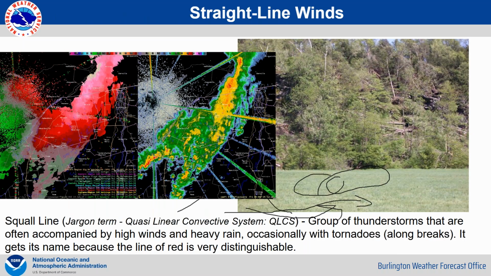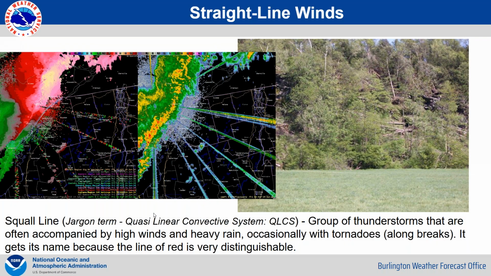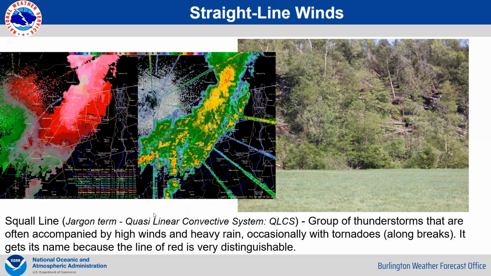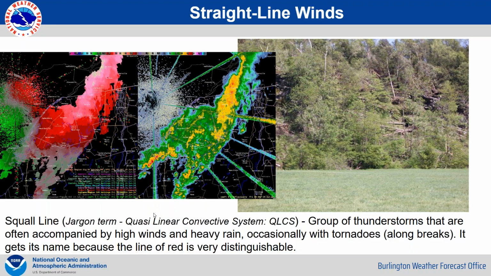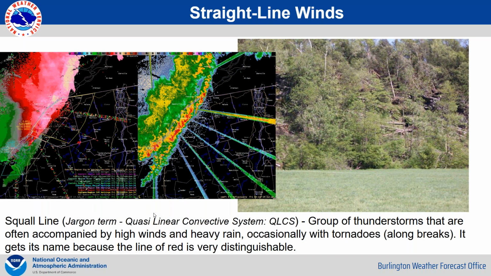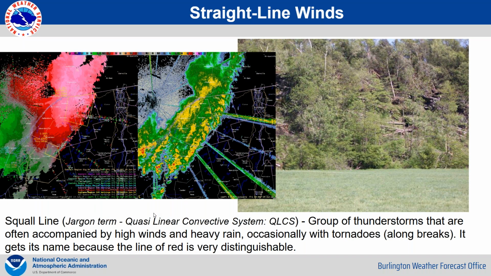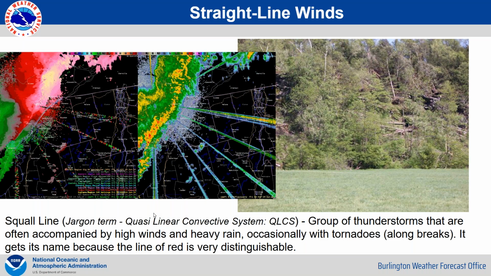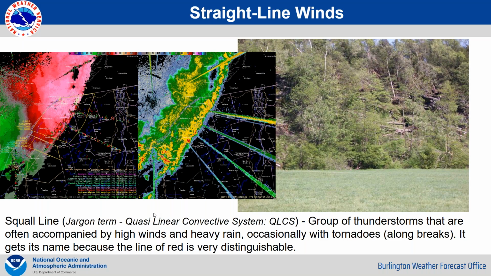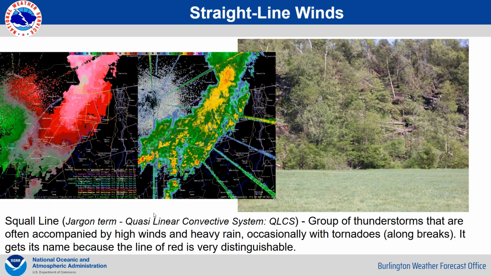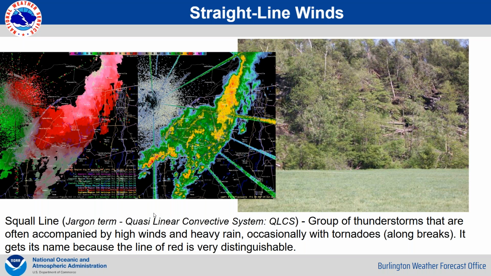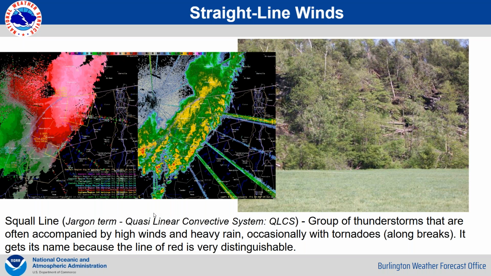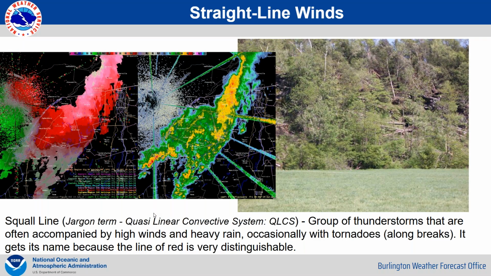This is a more organized look, the straight line winds. I have an example from a squall line that moved through late in the night last year, about June 14th, where we saw this line of thunderstorms with strong winds out behind it. This grouping of thunderstorms is usually pretty quick moving. And so you have your strong winds and then a little bit of rain back behind it. It usually produces a little bit more widespread damage.